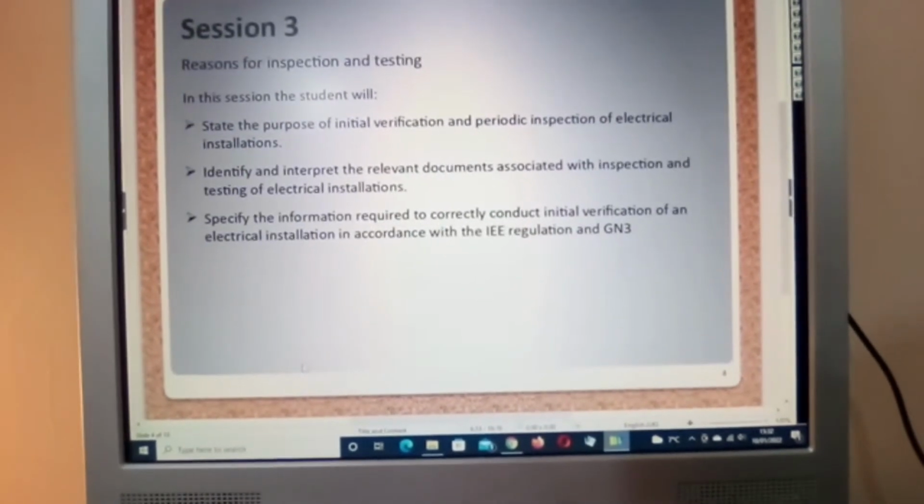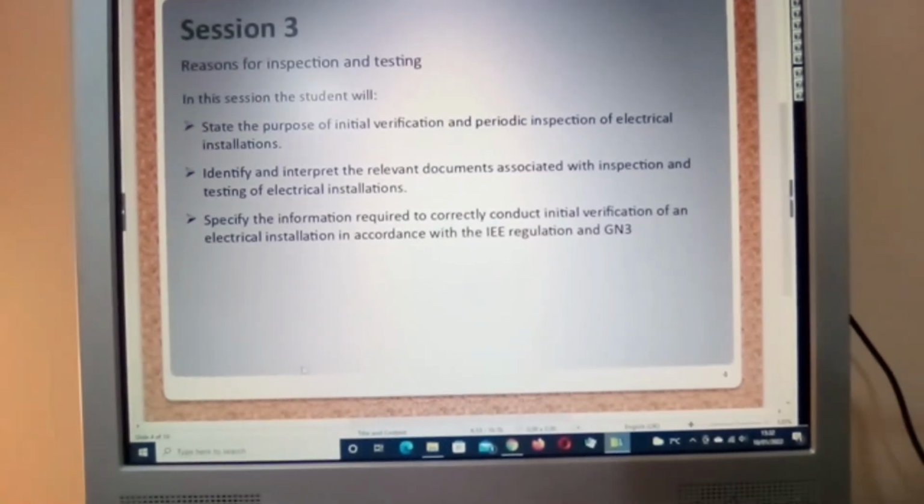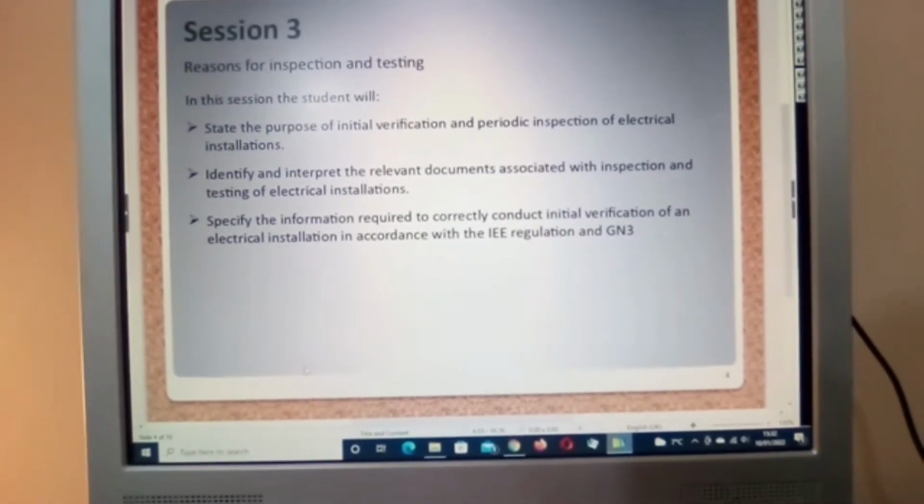Session 3, Reasons for Inspection and Testing. In this session, the student will state the purpose of initial verification and periodic inspection of electrical installations. Identify and interpret the relevant documents associated with the inspection and testing of electrical installations. Specify the information required to correctly conduct initial verification of an electrical installation in accordance with the IE regulations and GN3. And again, I will repeat IE regs, IET regulations.